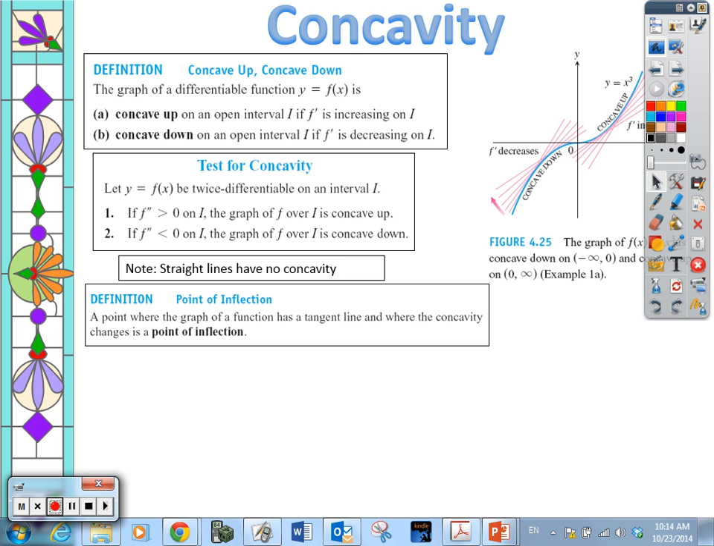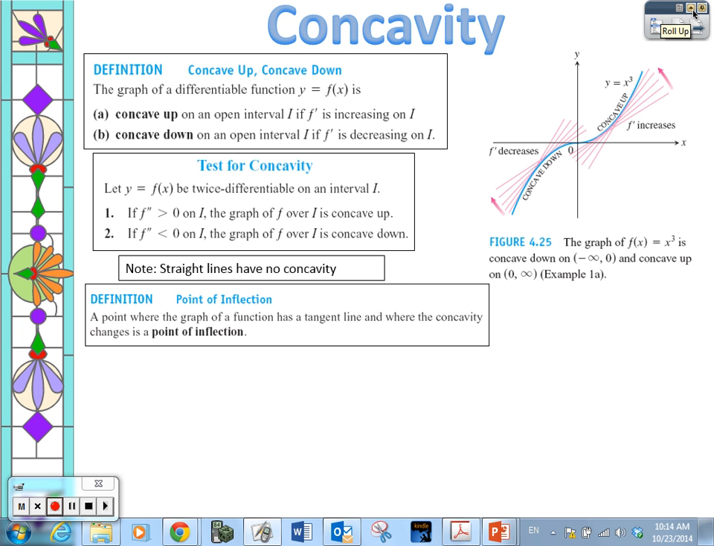Okay, let's take a look at today's lesson. It's on concavity. So let's talk about that. First of all, let's look at the graph first so that we can see visually what concavity is.